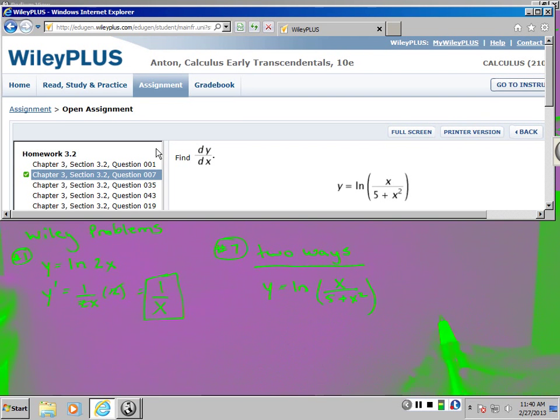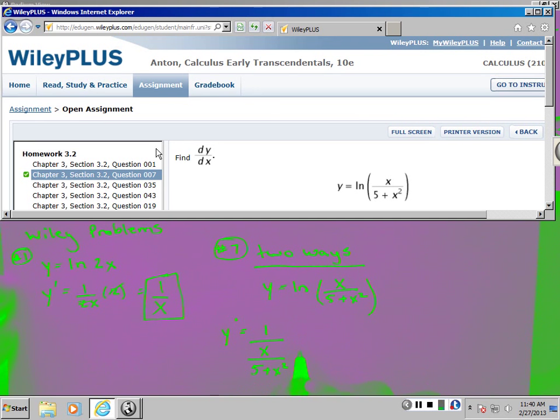The first way, just doing the chain rule and quotient rule. So let's do the chain rule and quotient rule. What is the derivative of ln of x over 5 plus x squared? 1 over all that, right?